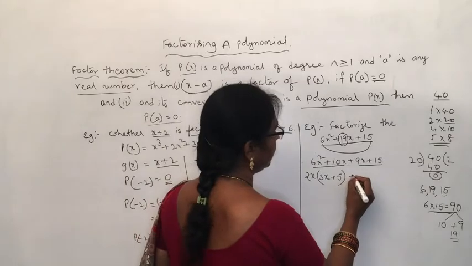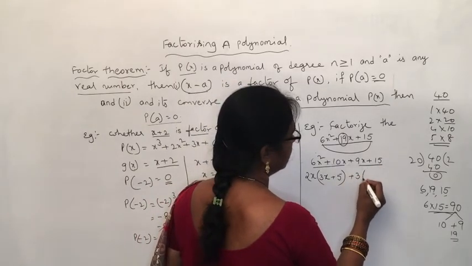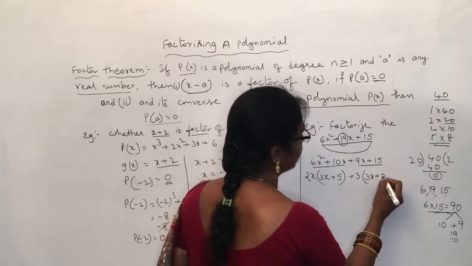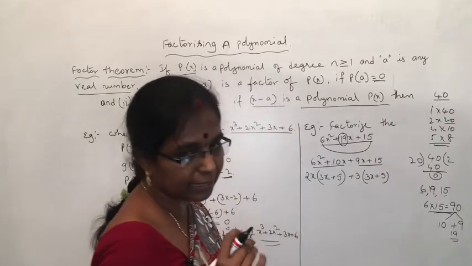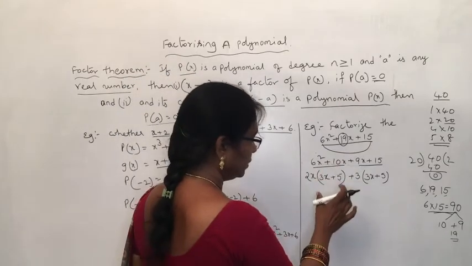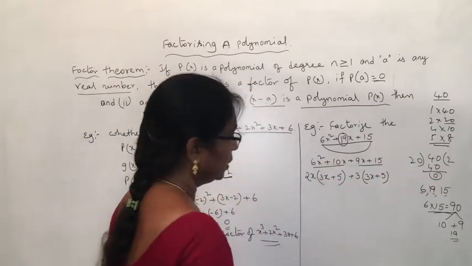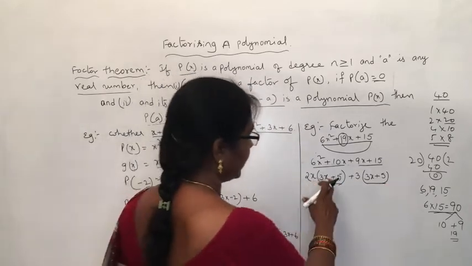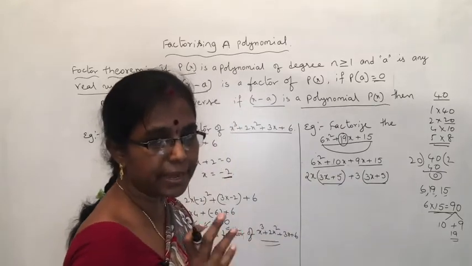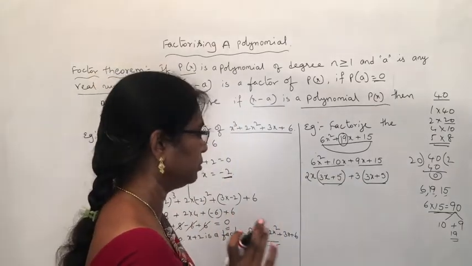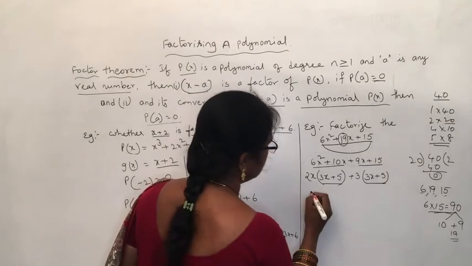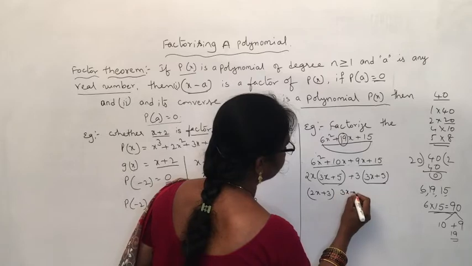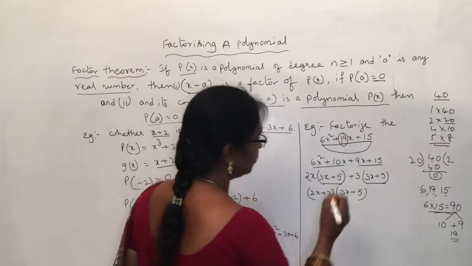Plus here, which table goes? 3 table. 3 how many times? 3 is x left. And 3 how many times in 15? 5. When you split that polynomial and take the common, the brackets must be equal. 3x plus 5, 3x plus 5. Like that, compulsorily both should be equal, same terms and same symbols. Now, how to write? 2x plus 3, 3x plus 5.